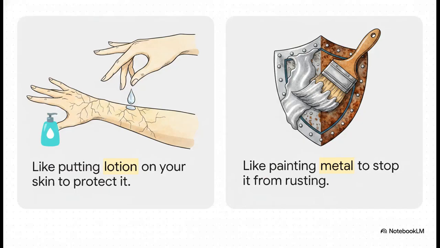The logic here is actually super intuitive. Think about it like this. Treating timber is exactly like putting lotion on your skin to protect it from the elements, or painting bare metal to stop it from rusting. We're just establishing a powerful chemical defense system for our organic building materials.